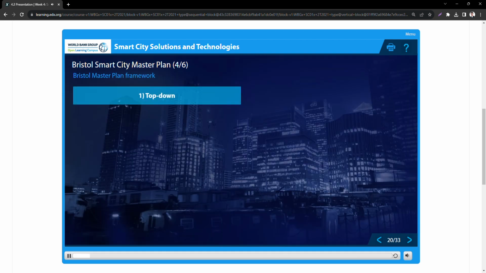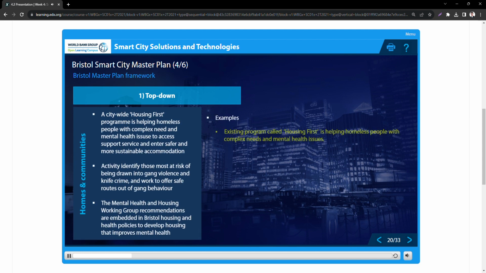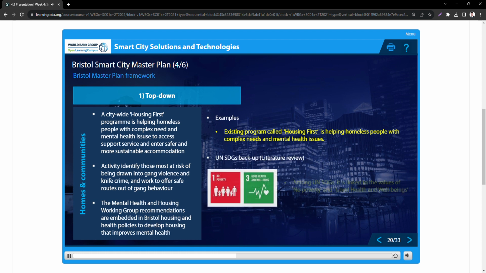This slide specifically explains how to implement a top-down approach based on various literatures. For example, the Housing First existing program is to help the homeless people with their complex needs and mental health issues. The goal until 2020 is to revitalize these existing programs and link them up so they may not commit crimes. At the UN SDGs, there are values like no poverty and good health and well-being. Through this process, Bristol could derive some key values like home, health, well-being, and so on. After a conformance verification with the bottom-up analysis, Bristol could derive its main goals like health and well-being, homes and communities.